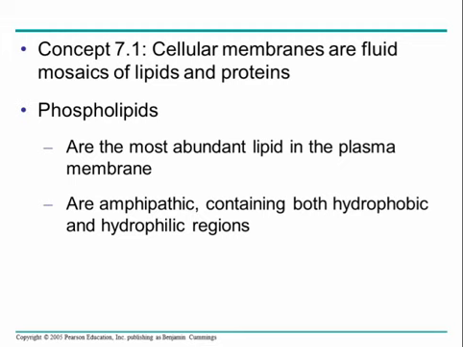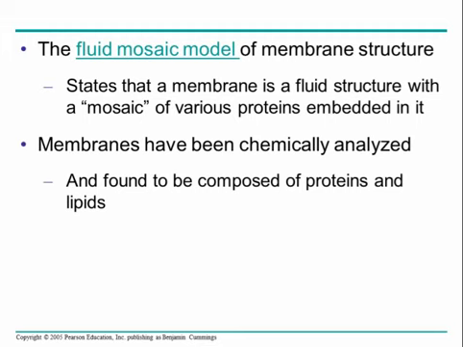Now it's made up of phospholipids, which are superabundant, and phospholipids are amphipathic. Just like an amphibian lives in both water and on land, amphi means both, so it contains both hydrophobic or nonpolar and hydrophilic or polar regions. The inside is hydrophobic and the outside is hydrophilic. It's often described as a fluid mosaic model, where the membrane is fluid and constantly movable, and there's a mosaic of proteins passing through and stuck onto the surface.